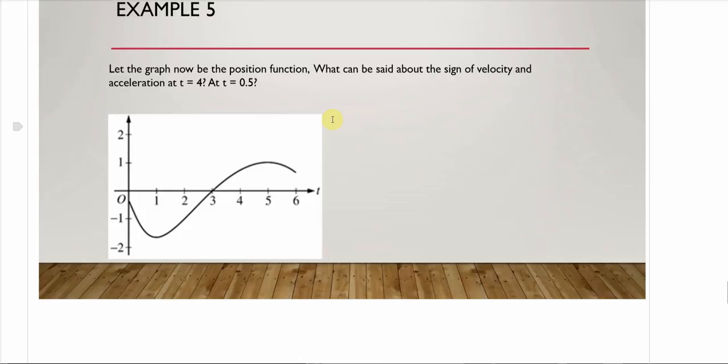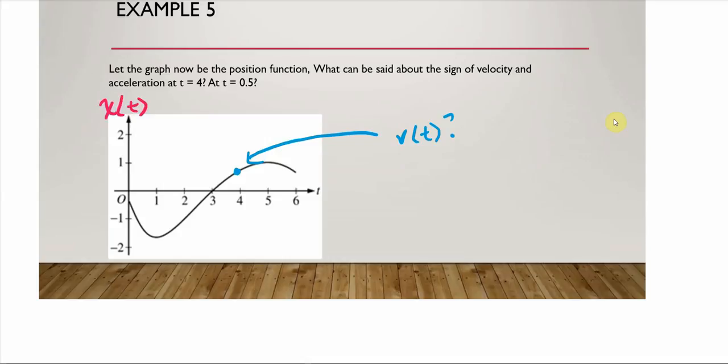All right, let's look at the next example. This is the graph of my position function. What can you say about the sign of velocity and acceleration at t equals 4? So right there, they're asking for the velocity. What is my velocity right there? What is v of t? That's the question.